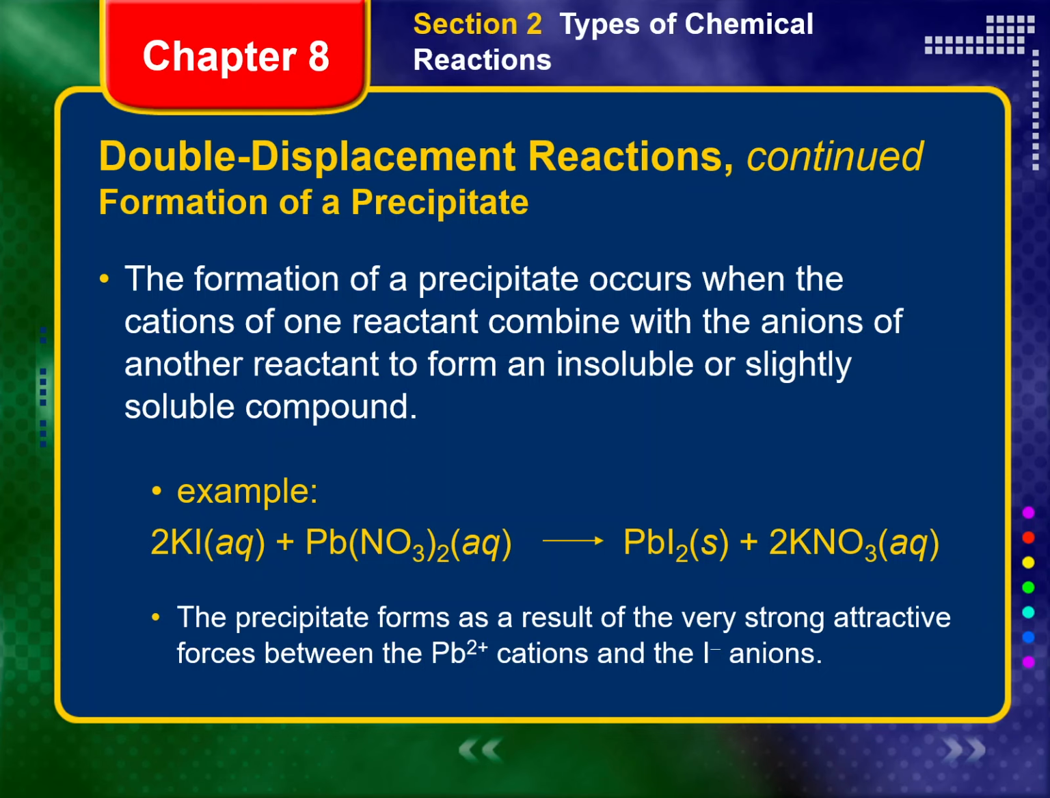The potassium and nitrate ions do not take part in the reaction. They remain in solution as aqueous ions. The guidelines that help identify which ions form a precipitate and which ions remain in solution are discussed later in the course.